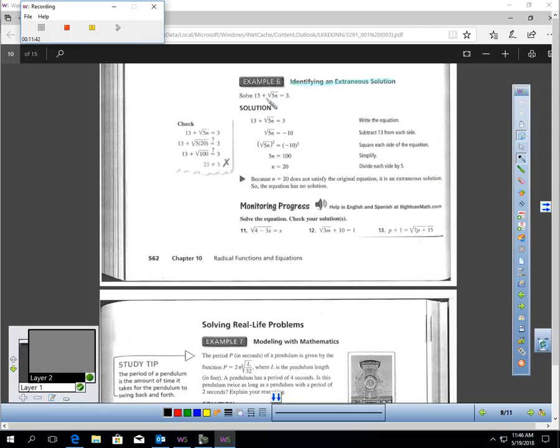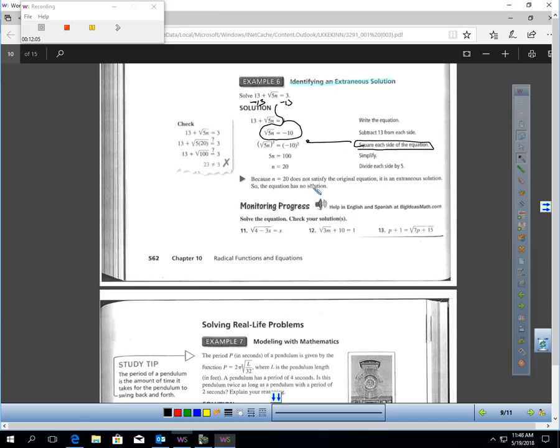Here's another sample problem with an extraneous solution. You notice we have to isolate the radical first. So I'm going to go ahead and take away 13 first. I have to isolate my radical. You can see I'm doing that here. Subtract 13, subtract 13. So I'll get radical 5n is equal to negative 10. So I should square each side. You can see I'm doing that here.